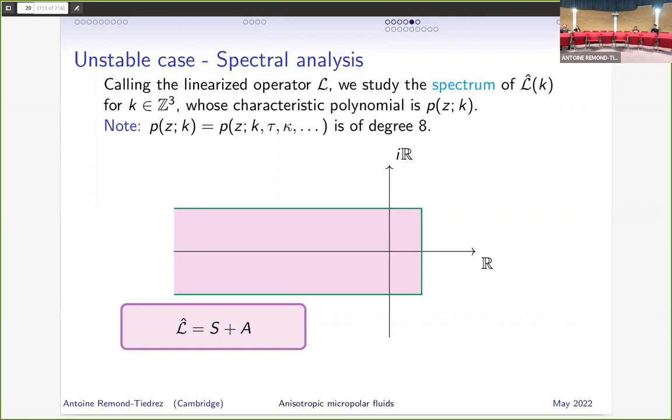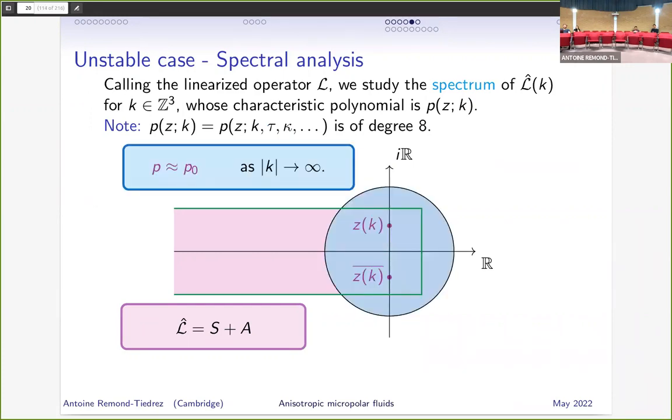You can easily split your operator into the symmetric and asymmetric part, make sure eigenvalues stay in this box. And then because degree 8 is just very unreasonable, you send k to infinity and you get something much easier. You get something that's second order as k goes to infinity. So for high wave numbers, you can compute exactly where the eigenvalues are. They're exactly on the imaginary axis.